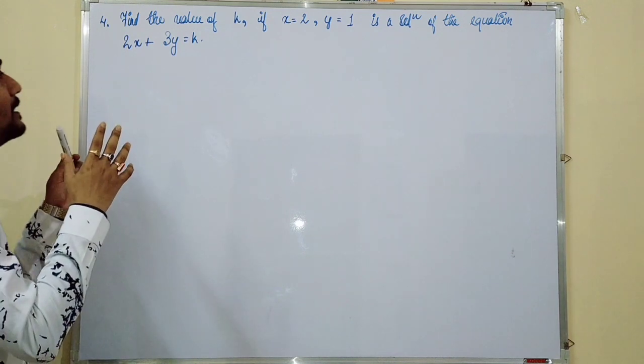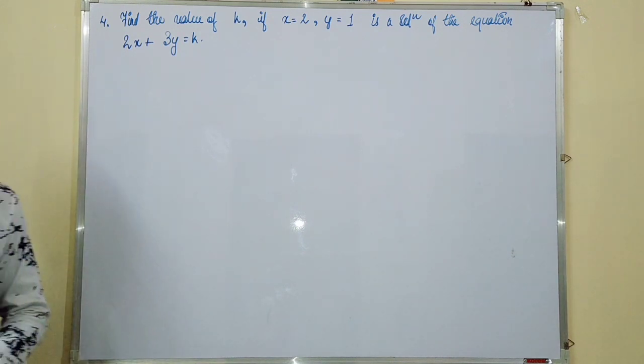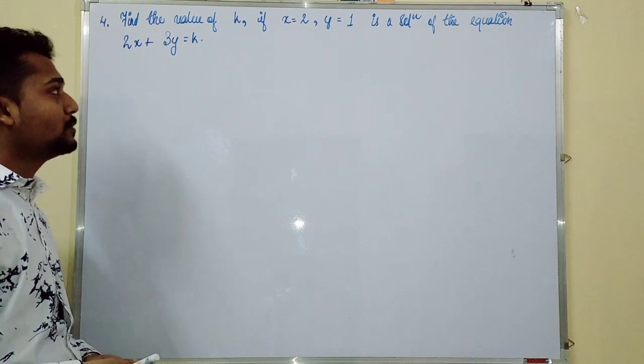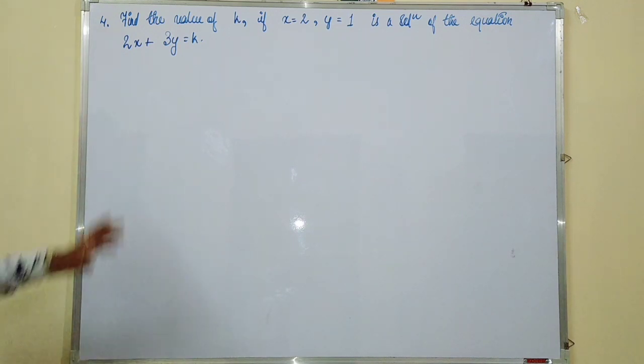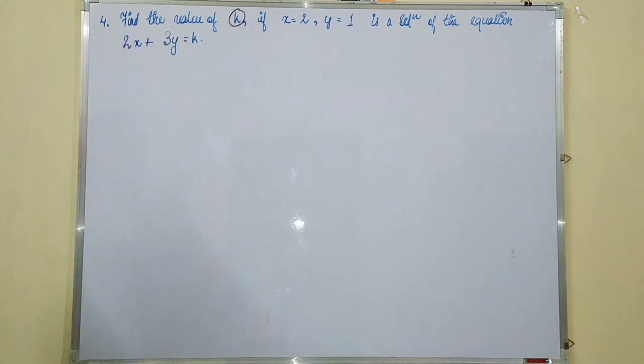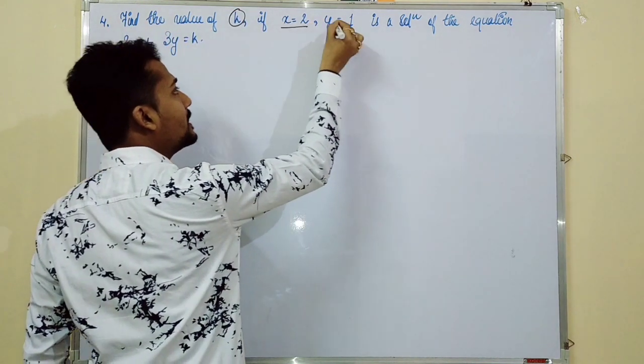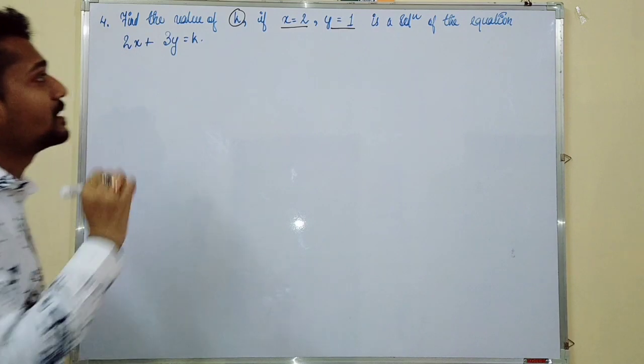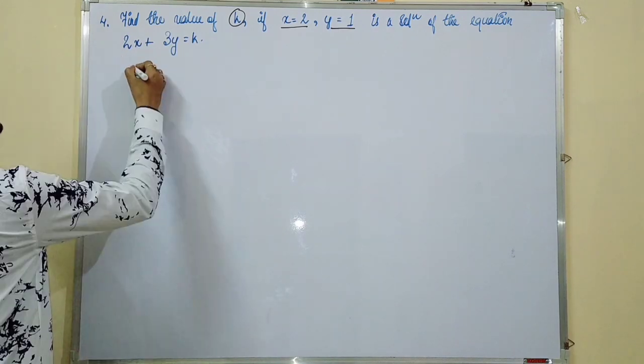So this is the last question of exercise 4.2. What is there in this question? Find the value of k. You have to find the value of k if x is equal to 2, y is equal to 1 is the solution of the equation.